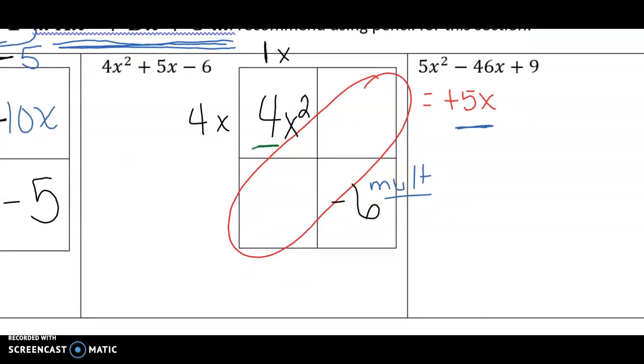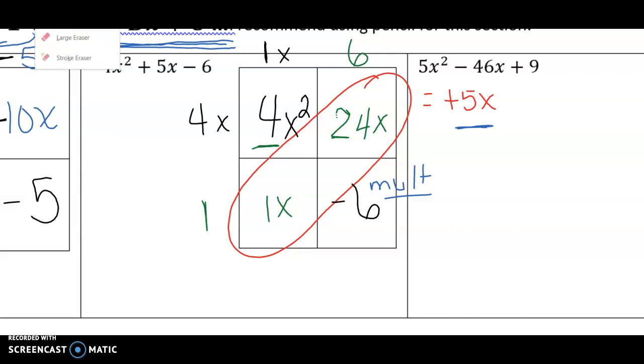I'm going to do 1 and 6. So 1 times 6. Again, I just randomly put them on there. I could have switched them. So I'm going to do 1x times 1x is 1x. 6 times 4x is 24x. So that did not work because 24x is way too big. So I'm going to go ahead and switch them and try a different combination. So let me erase it.